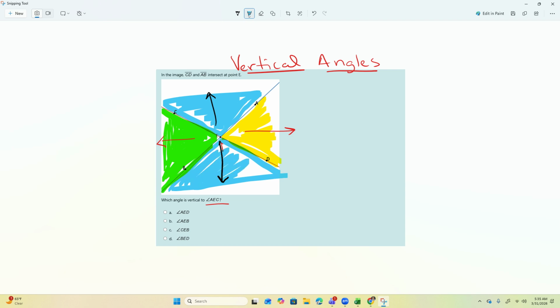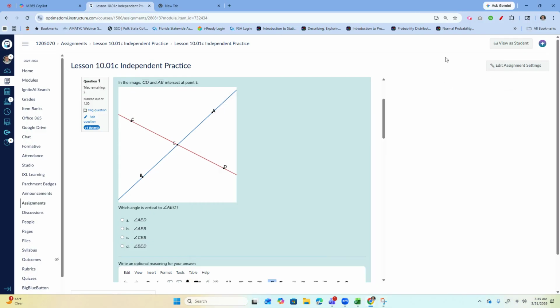DEB. So let's find out which of the choices is here. Look, BED is right there. That's what vertical angles is all about. Let's go to the next problem.